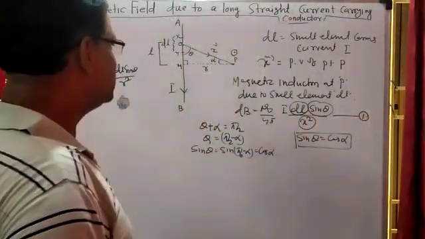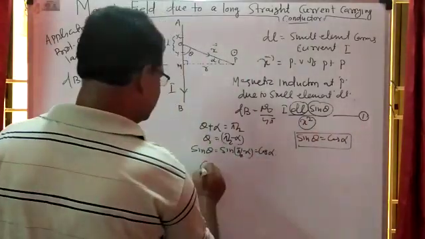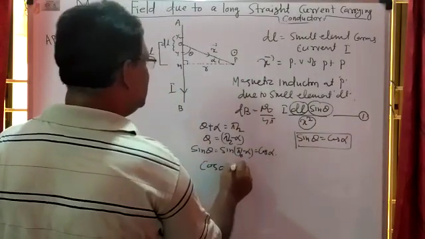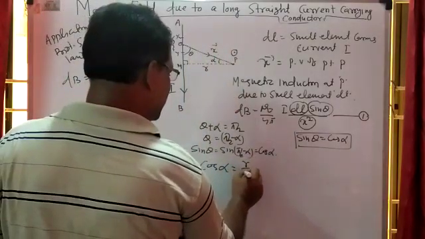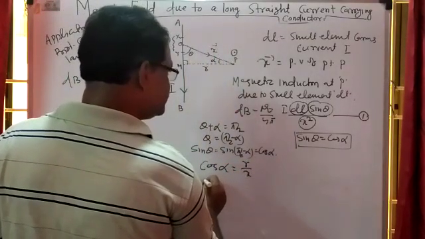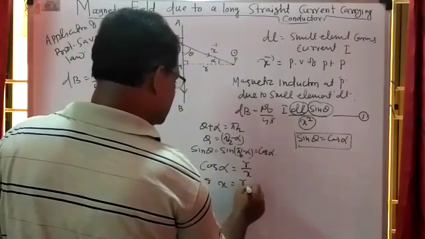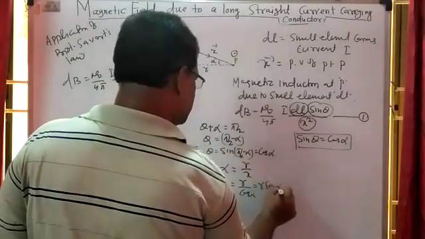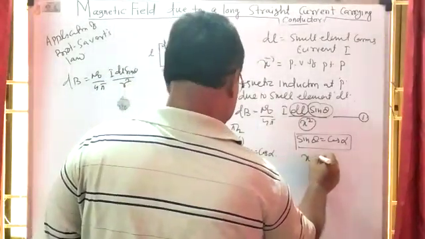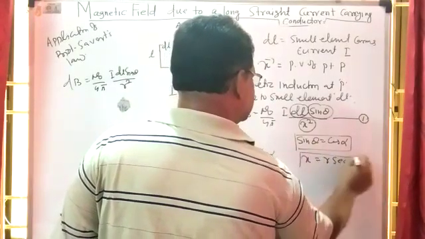Next is x square. If you take cos alpha, cos alpha will be equal to b upon x, that is r upon x, or x equals r upon cos alpha, that is equal to r sec alpha. So you are getting x equal to r sec alpha.